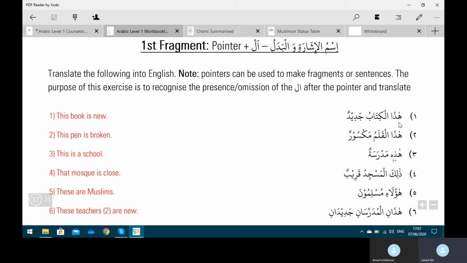What about Jadidun? It is new. Notice Jadidun refers to the book. It has to agree with it. I.e., I didn't say Jadidatun. Jadidatun will be feminine and book is masculine. It has to agree. So I use Jadidun. I didn't say Jadidani because Al-Kitabu is singular. So Jadidun also needs to be singular. And likewise, I didn't say Jadidin or Jadidan because you don't have a reason to make it Nasb or Jar.